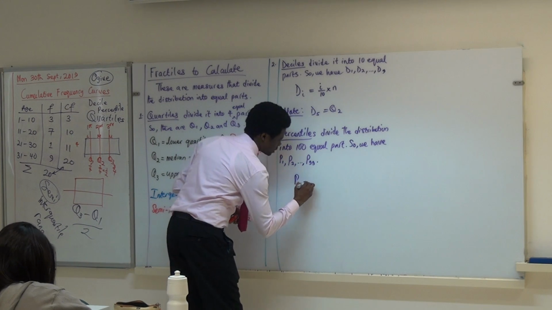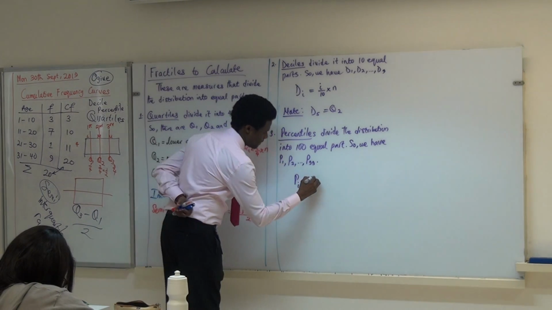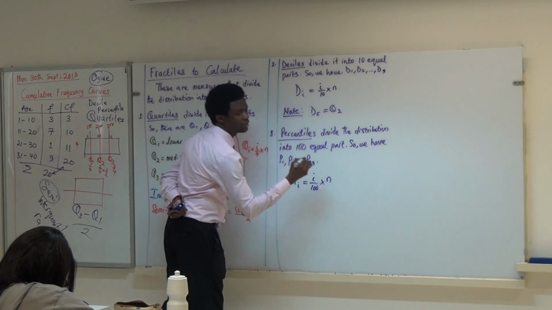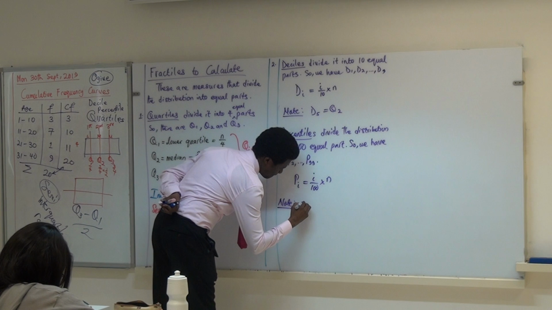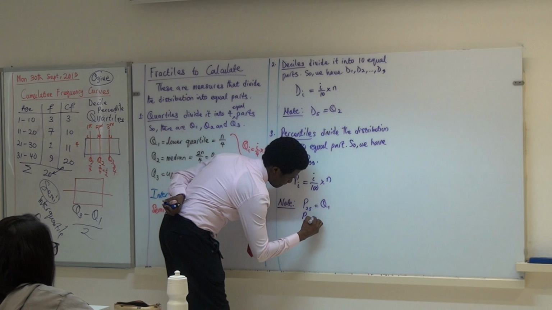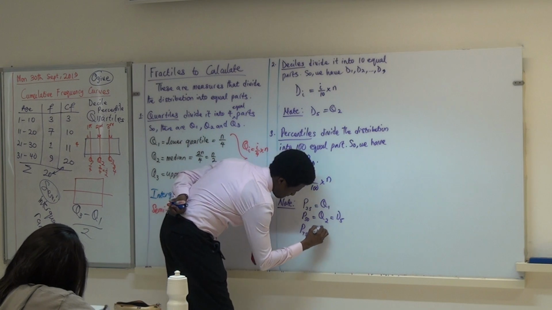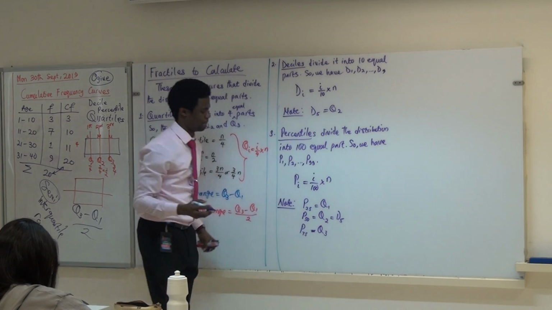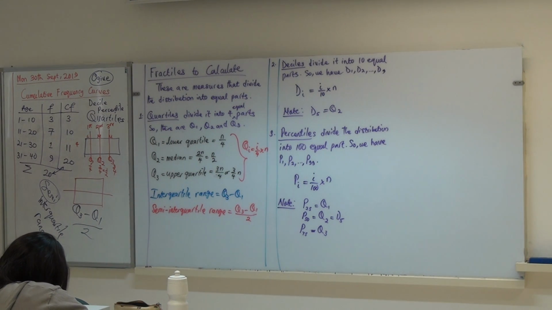So here, Pi will be what? Give me a similar formula. i over 100. That's it. We will do this in more detail. We will take question 1 to explain this, then you can do question 2.